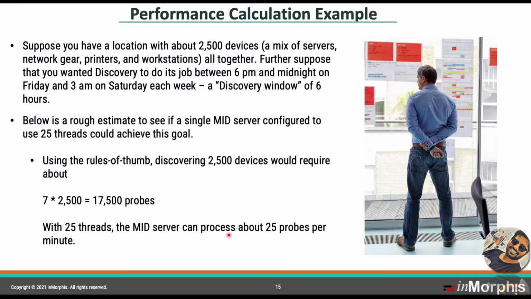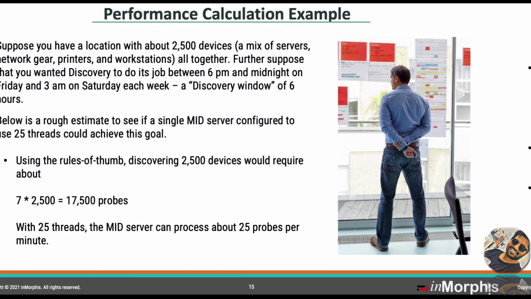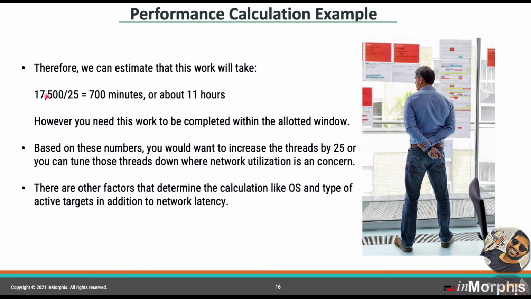So it means a mid server can process about 25 probes per minute. Correct? That's the thumb rule. That's the definition. So if I divide that 75,500 by 25, I'll get the maximum time to be done for these devices. Once I divide it, I'll get approximately 11 hours. But how much time do we have for this discovery? It is 6 hours.